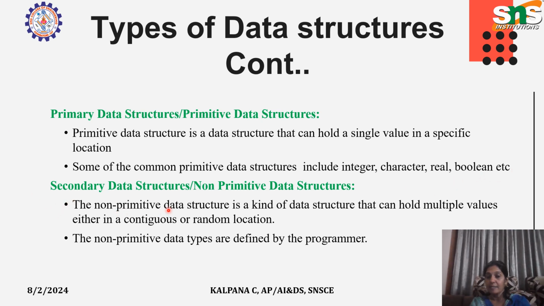And secondary data structures, or non-primitive data structures, are a kind of data structure that can hold multiple values either in a contiguous or random location. The non-primitive data types are defined by the programmer. Based on their needs, the programmer will define these non-primitive data structures.